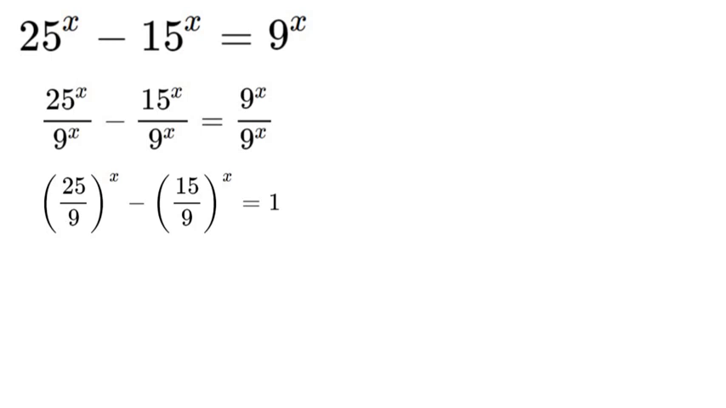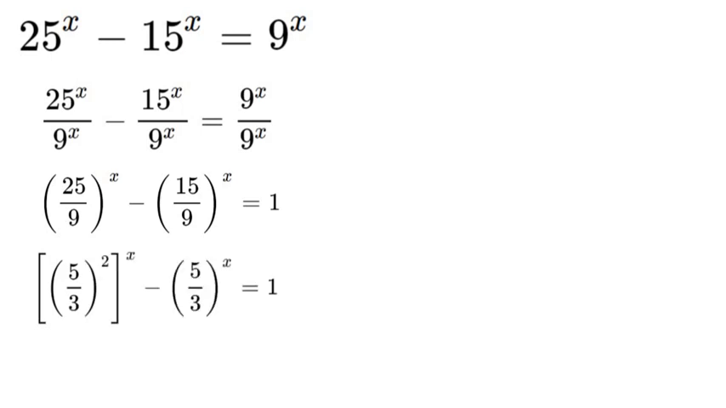Now let's simplify these fractions. 25 over 9 can be rewritten as 5 over 3 squared, and 15 over 9 can be rewritten as 5 over 3. So we'll have 5 over 3 squared to the power of x minus 5 over 3 to the power of x equal to 1.